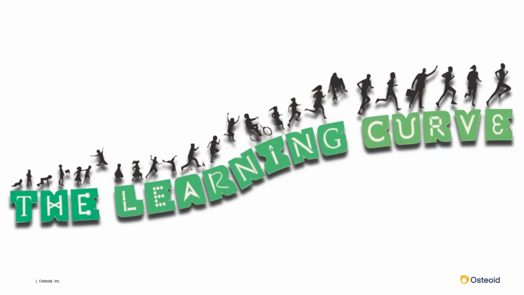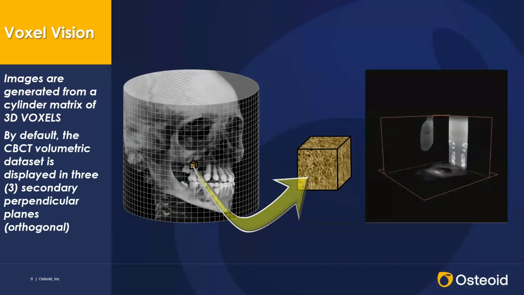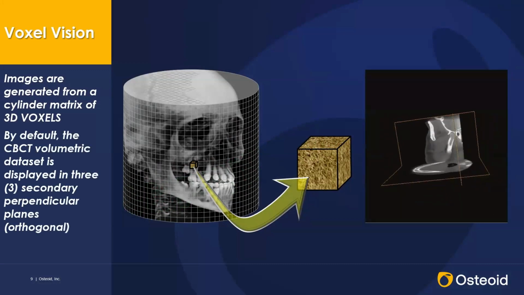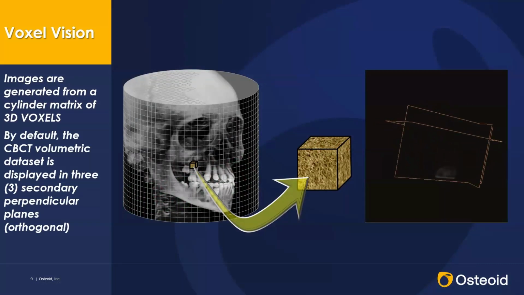But I do think it is very important to understand how we get these images and how to interact with the data. Let's start off with the concept that I've coined over a number of years, referred to as voxel vision. And cone beam CT data sets are actually a cylinder of three-dimensional voxels in grayscale. And the images are generated from that. And the images, by default, are shown as a display in three secondary or perpendicular planes to what the area of acquisition is. And this is referred to as orthogonal projections.